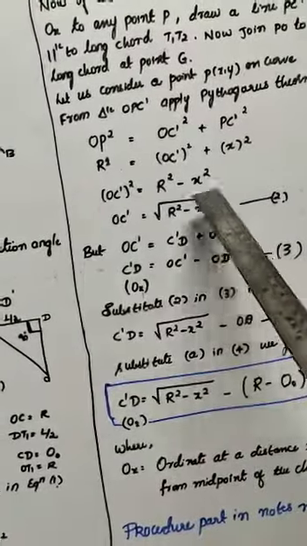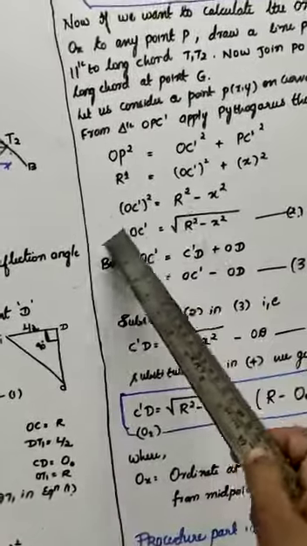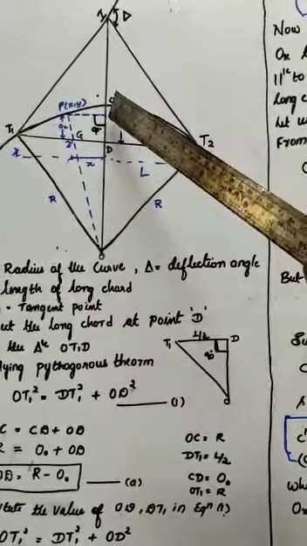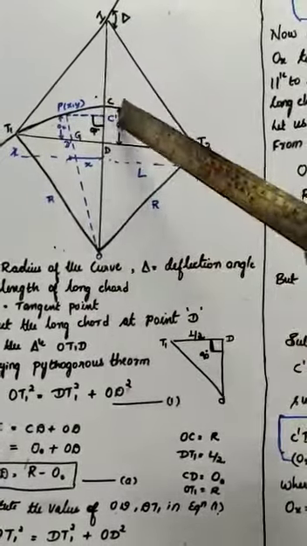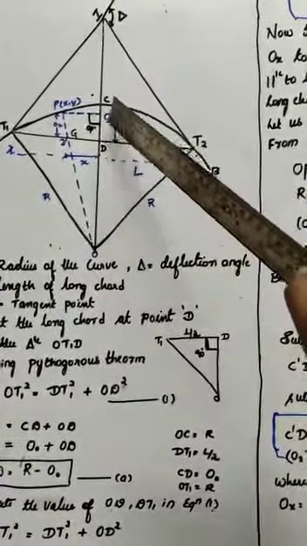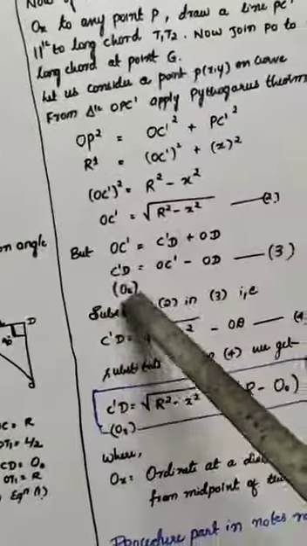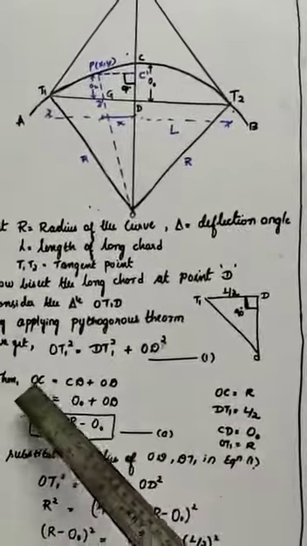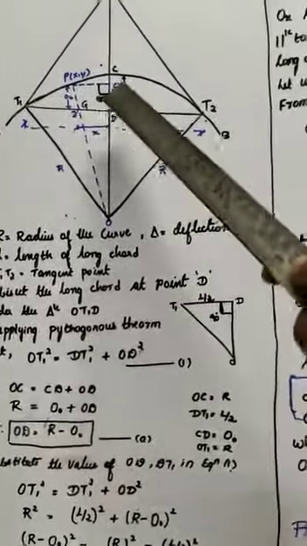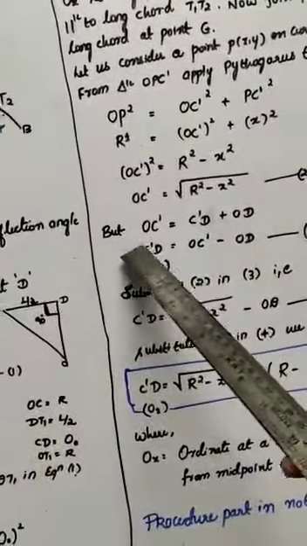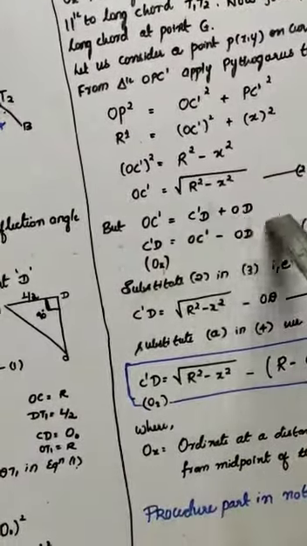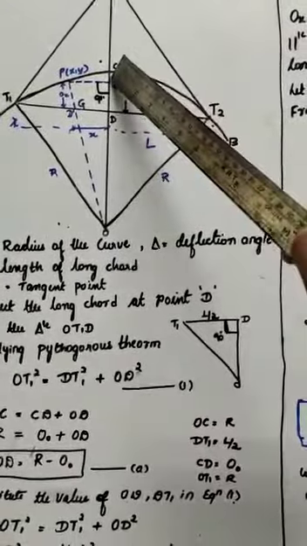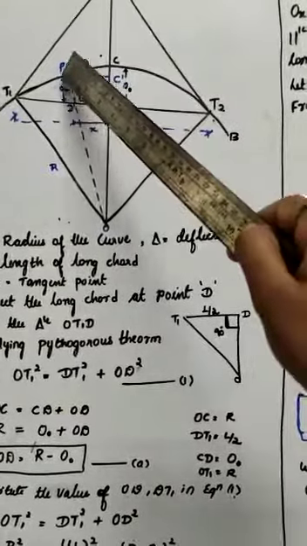OC dash value you know, but what is actually OC dash? See, if you want to get OC dash, the formula for OC dash is when you add OD plus C dash D, you will get OC dash. That is what you need to write. OC dash is equal to C dash D plus OD. Same as you have written OC is equal to CD plus OD. In the same way, for the C dash you need to write OC dash is equal to C dash D plus OD. So here C dash D is nothing but OX.